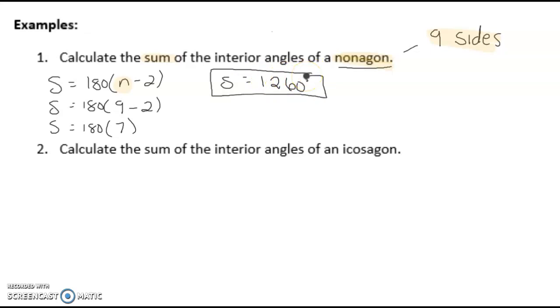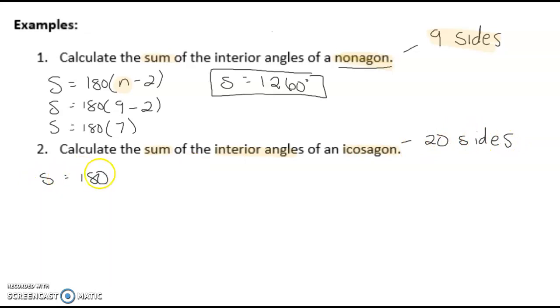All right, so let's try the other one. It says calculate the sum of the interior angles. So let's highlight what we're looking for. The sum of the interior angles of an icosagon. Okay, so that means 20 sides. So we use the exact same formula.